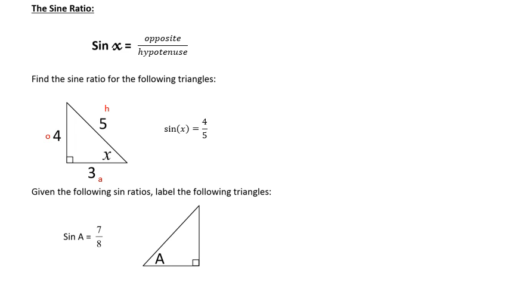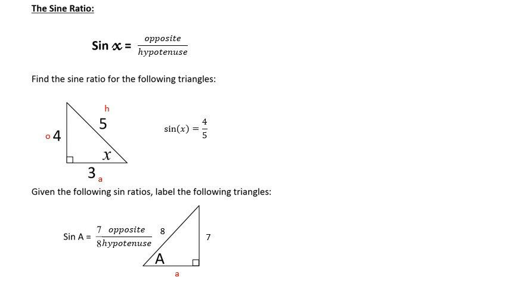On the other, where we have to label the triangle, we start by labeling our sides. So we have our hypotenuse, our opposite, and our adjacent. Since we know that sine is opposite over hypotenuse, I know that my opposite is 7 and my hypotenuse is 8.